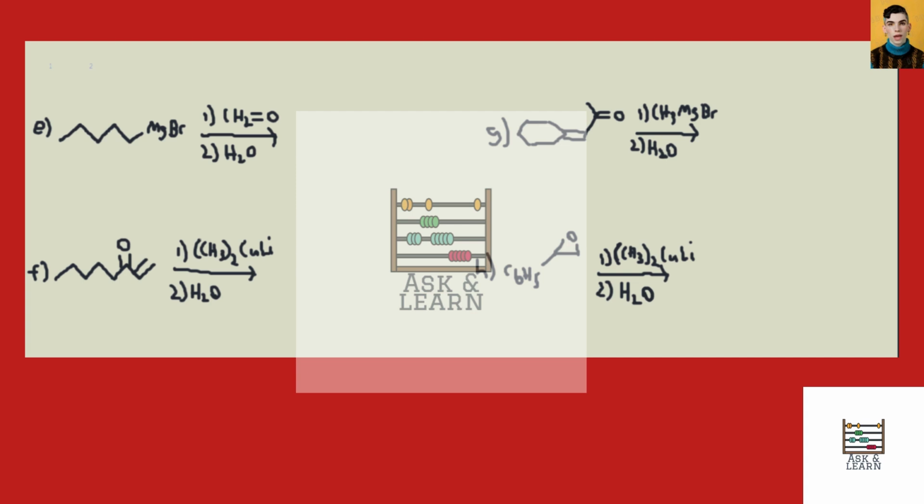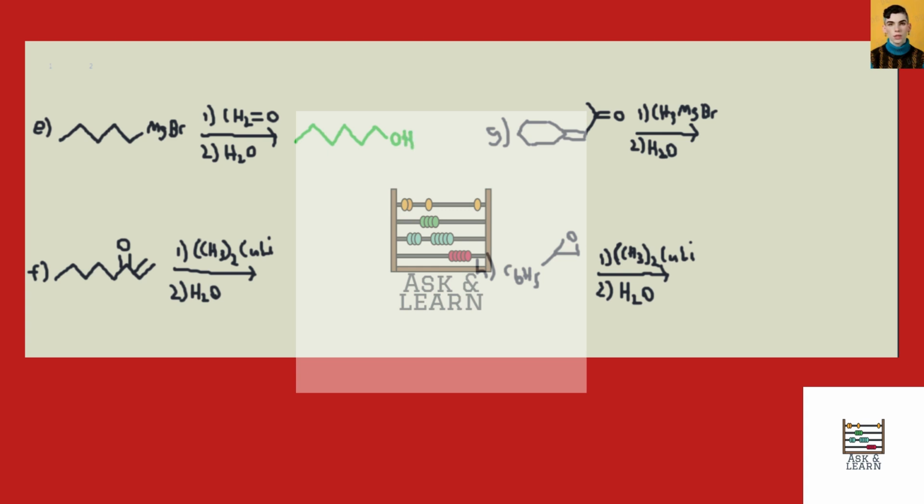So for E, we're reacting just a Grignard reagent with formaldehyde. And so the result of that reaction is going to be just the addition of one more carbon to this chain with an alcohol on it. And so we have 5 carbons to start. So our product will have 4, 5, 6 carbons and the alcohol. So 1-hexanol is our product.